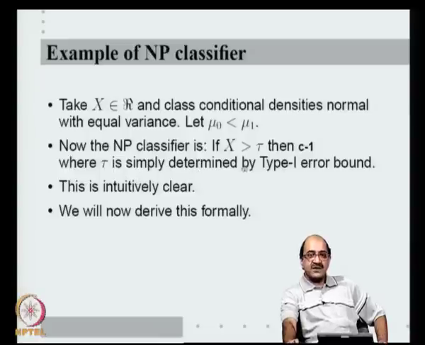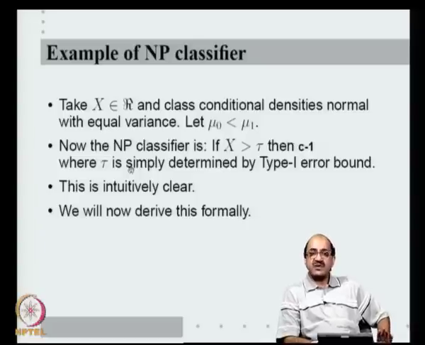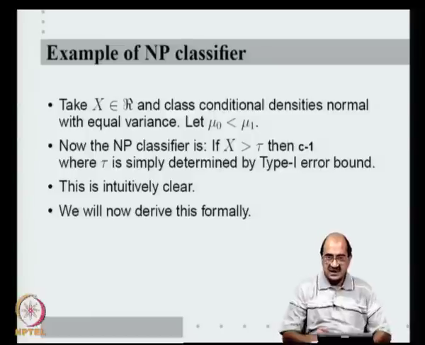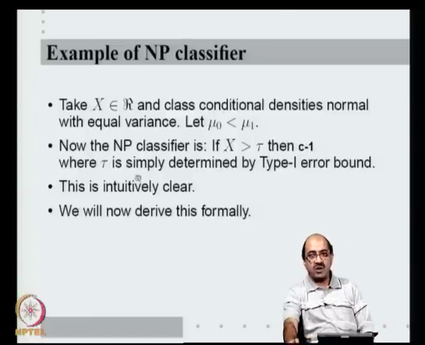So, what is the NP classifier? If x greater than tau, then C1. Now, how do I choose tau? Tau is simply determined by the type 1 error bound. Okay. So, let us derive this formally. How do I get this tau? Okay.